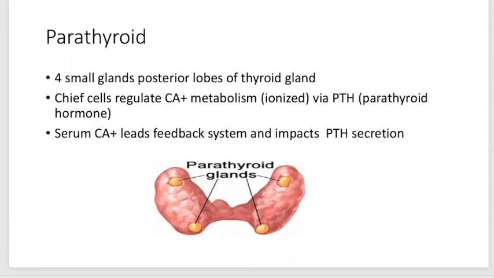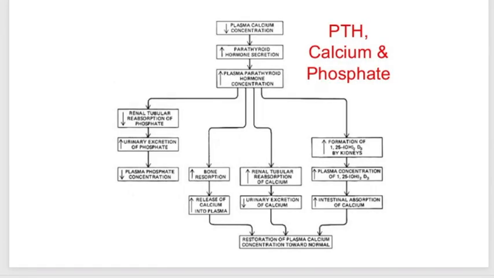Parathyroid gland, so these are those 4 small glands that are on the posterior area of the thyroid gland. They are the chief cells in regulating calcium metabolism via the PTH hormone, which is parathyroid hormone. Basically, it is a feedback system of calcium, and then that is going to release PTH secretion for mobilization. Here is the physiology of normal calcium, phosphate, and PTH.